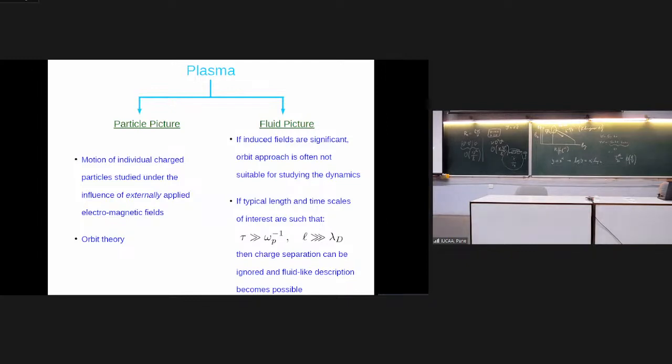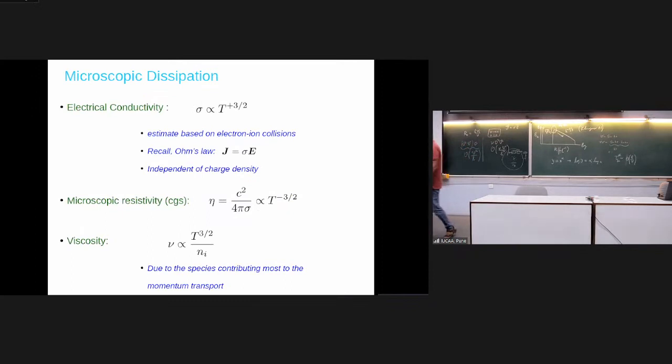If you are interested in time scales that are larger than the Faraday time scale, or length scales that are much larger than the Debye length scale, then you can adopt a fluid picture and forget about individual charges. Let's treat them as a fluid. Just note that they can now support a magnetic field. Now the conductivity, it's important to know, of course, that the conductivity is large.